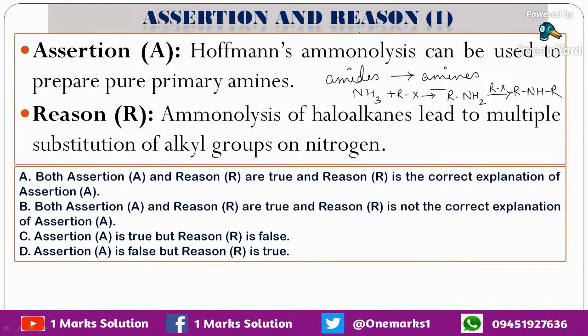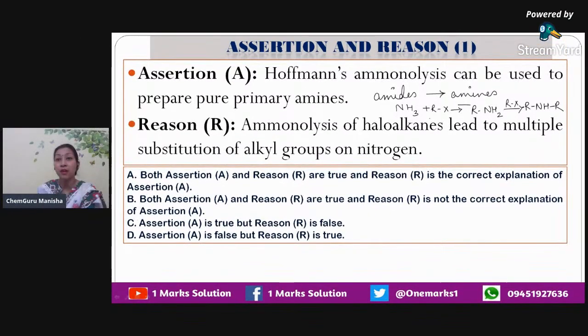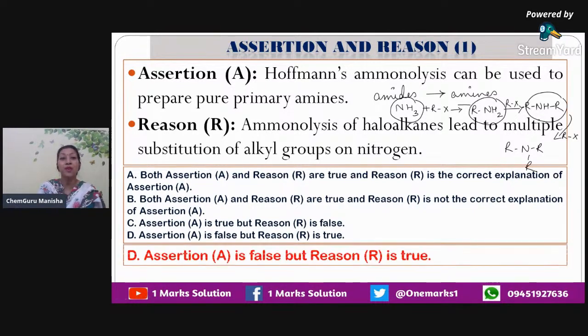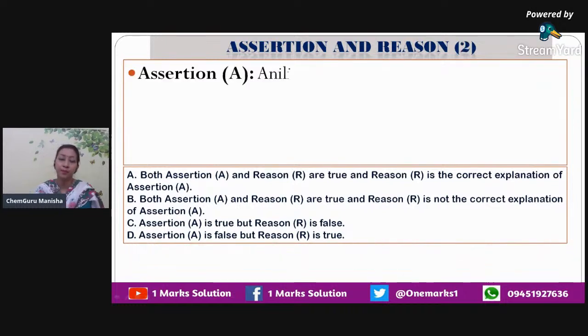is true, because if you see the reaction that I have shown you here, you have NH3, then you get a primary amine, then a secondary amine. If you react it with RX further, you are going to get a tertiary amine. So you get a lot of alkyl groups on the substitution. So the reason is true, but the assertion is false because it is not going to give you pure primary amines, but a mixture of primary, secondary, and tertiary.